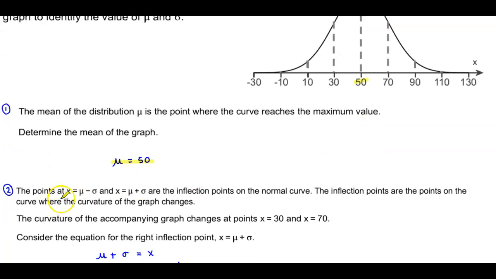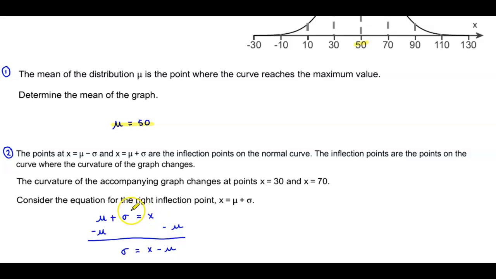Now, the points at x equals mu minus the standard deviation and x equals mu plus the standard deviation are the inflection points on the normal curve. The inflection points are the points on the curve where the curvature of the graph changes. The curvature of the accompanying graph changes at x equals 30 and x equals 70.